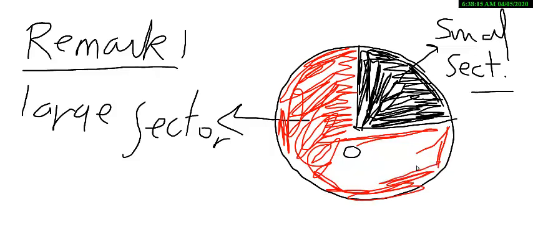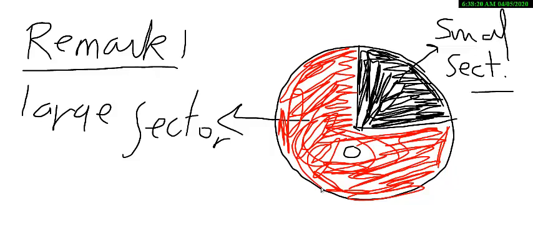But in general, if the question asks you to find the area of the sector, it means the small sector, not the large one. This is very important, so remark the large sector. If the question asks for the area of the largest sector, it will mention it. But if it just says find the area of the sector, it means the small sector, not the large sector.